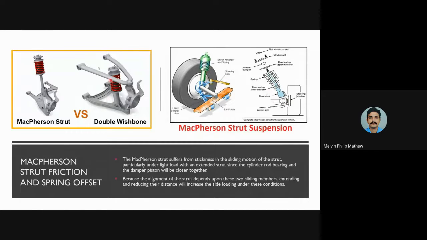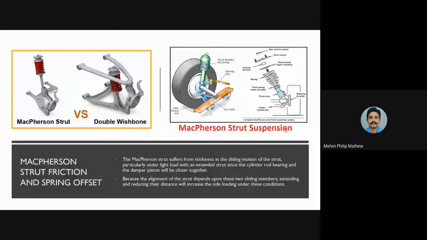Instead of using the double wishbone, the underneath part is looking like a wishbone, but it's not. This is the steering axle, the front axle. This is the axle through which the wheel is mounted. That is what is shown here. And this is the shock absorber, or the suspension component that is present inside the Macpherson. So we have to study the Macpherson suspension, which is known as Macpherson strut suspension, or Macpherson friction and spring offset suspension. That is how it is known.